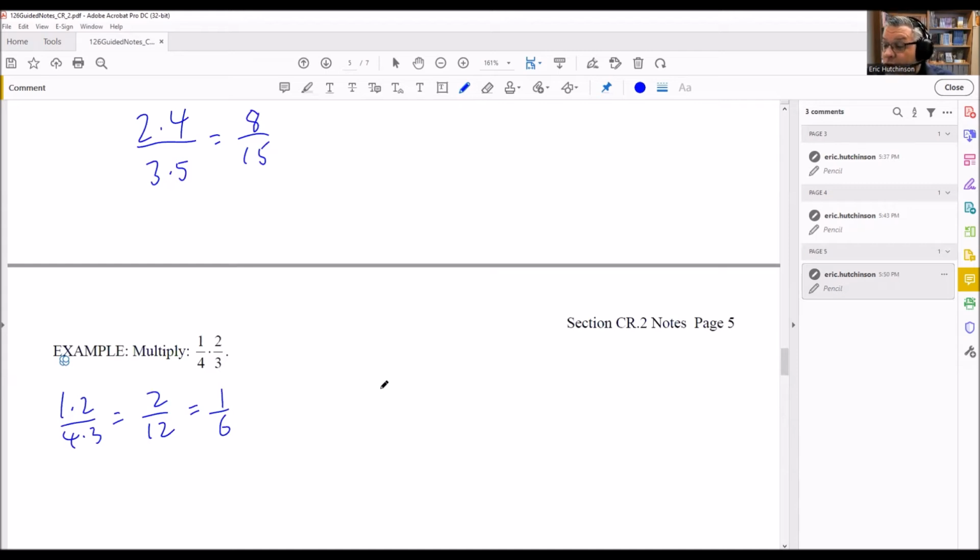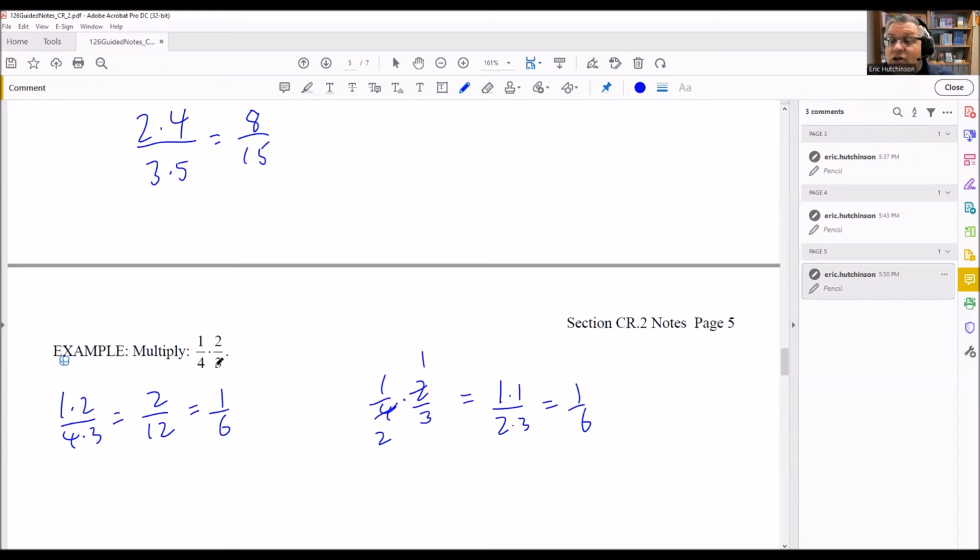Now, if you don't want to do it that way, there is another way you could do this. The other way would be to cross it out and reduce 2 over 4. The largest number that divides into 2 and 4 would be a 2. So I'm going to divide this 2 by 2, and I get a 1. Divide the 4 by 2, and I get 2 here. So that gives me 1 times 1 on the top and 2 times 3 on the bottom. And lo and behold, I get the same answer, 1 over 6, as expected. So two different ways that you could do that.